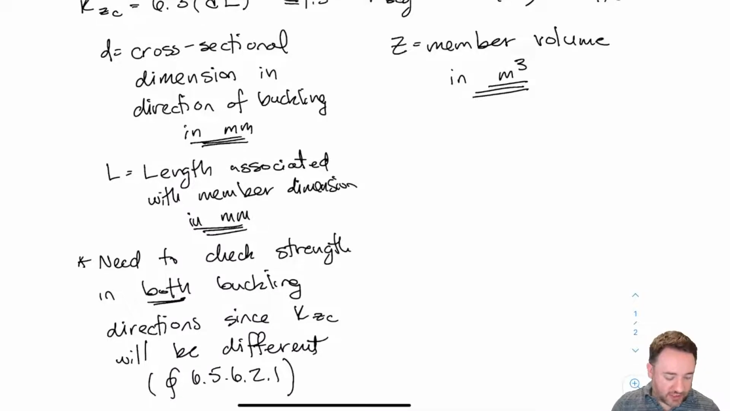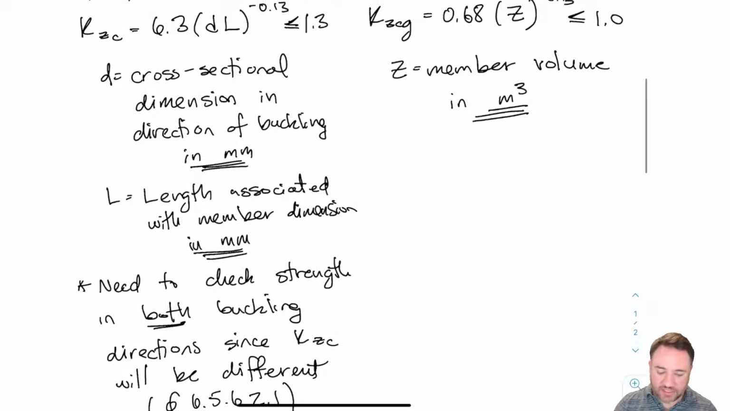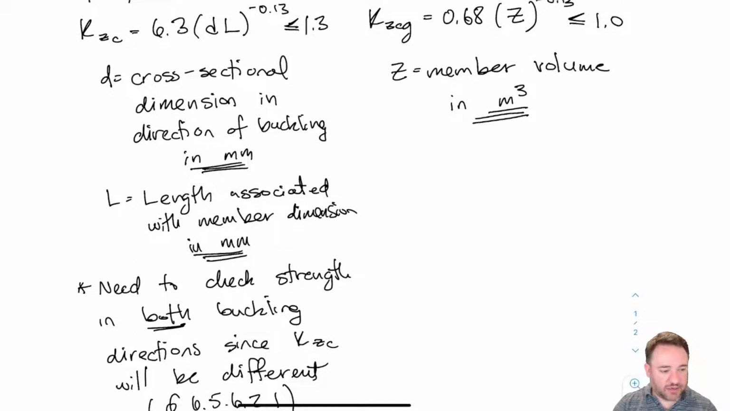In the standard, in clause 6.5.6.2.1, it says specifically that you need to check it in both directions. The reason for that is because when I have a size effect factor that gets bigger, I typically have a slenderness factor that gets smaller, and vice versa. So it's not clear from the equation, and it's not the case that one is always going to govern over the other. I can't just say the one that has the higher slenderness is going to give me the smallest Kc, which gives me the smallest strength, which is what we'll see in a second is what we're going to do for glulam.